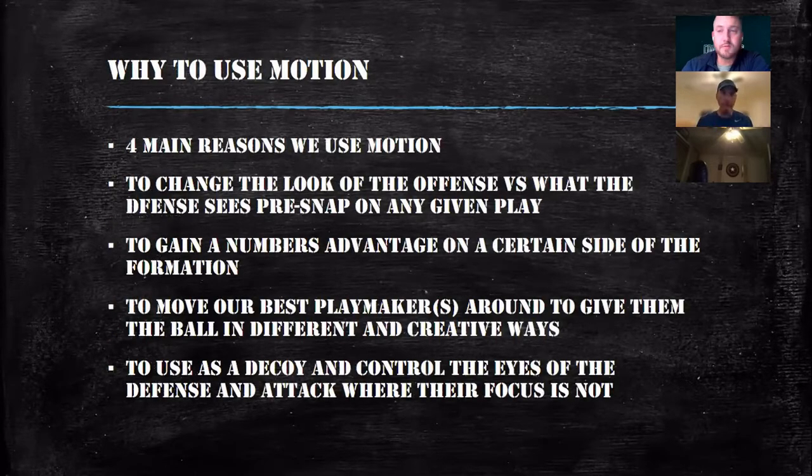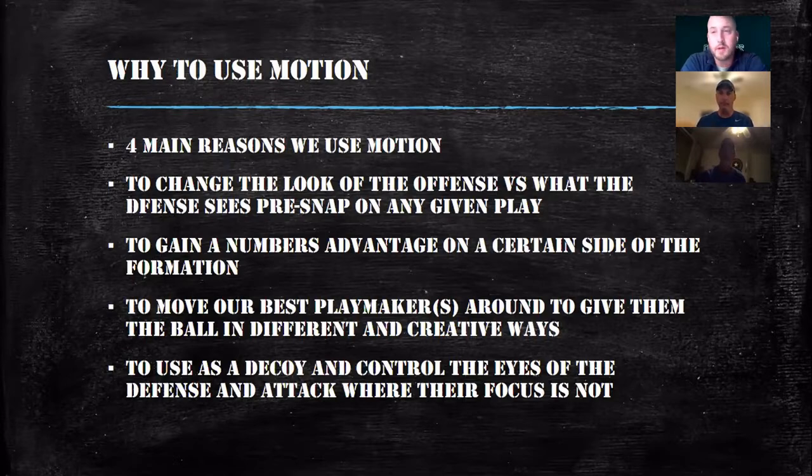The four main reasons we use motion: first, to change the look of the offense versus what the defense sees pre-snap on any given play. We want to change what they're seeing and see how they adjust, or if they even adjust. Sometimes they don't adjust at all, and we see what we can take advantage of. Second, to gain a numbers advantage on a certain side of the formation. Third, to move our best playmaker or playmakers around to give them the ball in different creative ways.